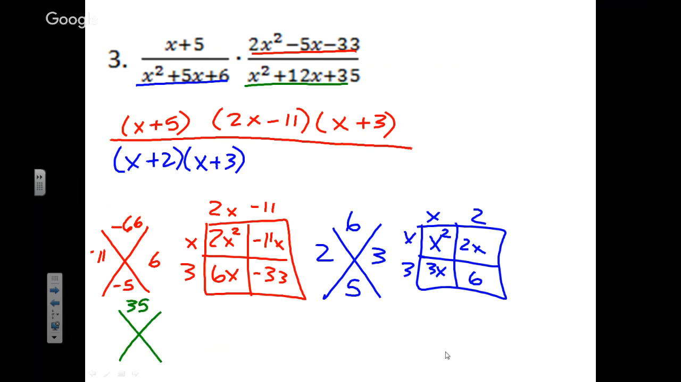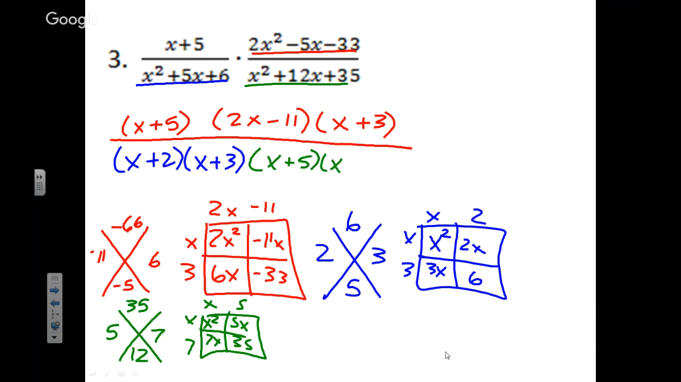35 and positive 12, so 5 and 7. X squared, 5x, 7x, 35, x, 5, 7. So that's an x plus 5, x plus 7. Okay, so now that I have all 4 of those parts factored, I now just start canceling. So if there's 1 on the top that matches 1 on the bottom, I cancel it out.